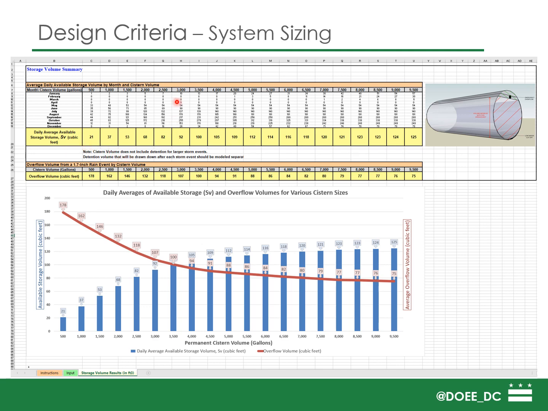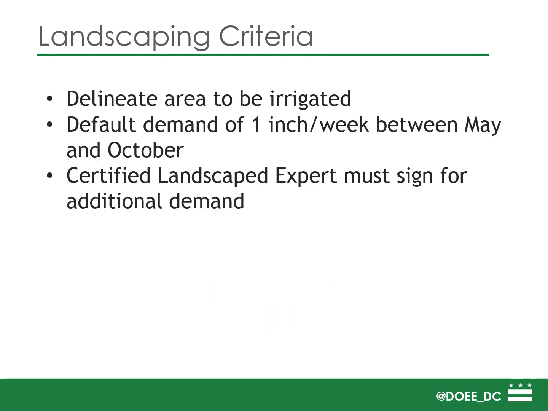So for a 3,000 gallon tank here, and based on the characteristics of the CDA and the demand, you have 92 cubic feet of storage volume, right? If the stored rainwater is to be used for irrigation, you must indicate the area that is to be irrigated on the plans. The default irrigation water demand is 1 inch per week between May and October. If you want to adjust that demand, a certified landscape expert must justify and sign for that additional demand.